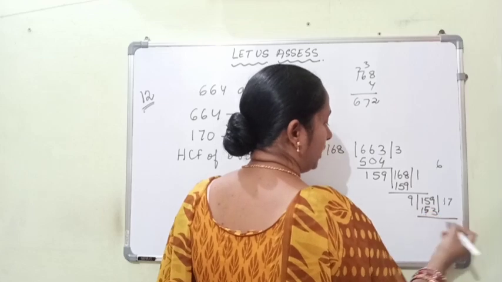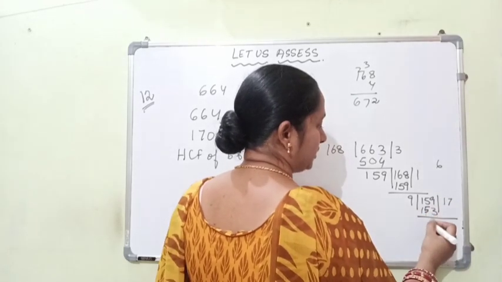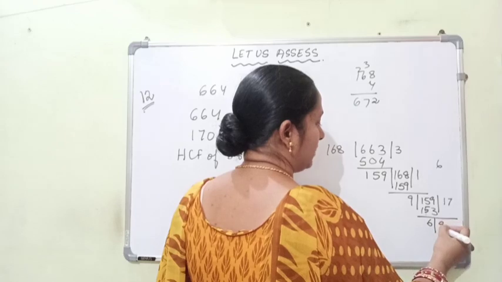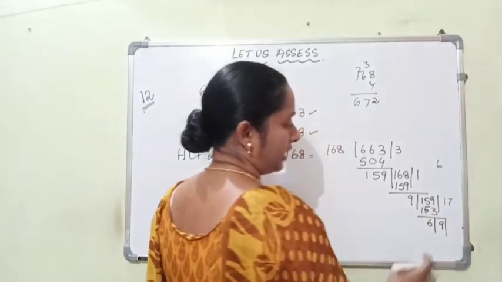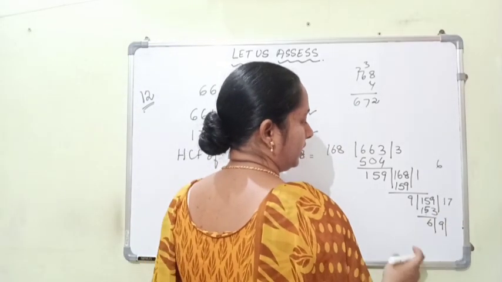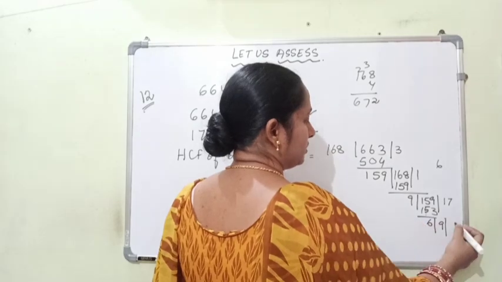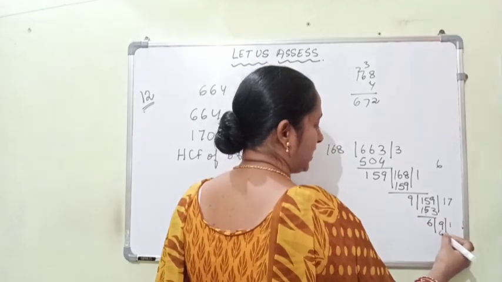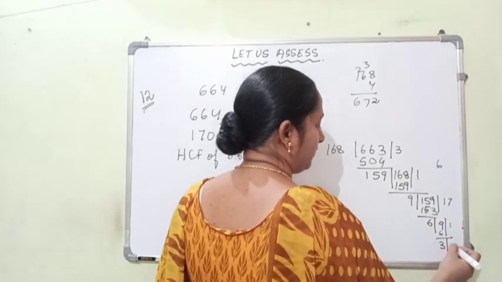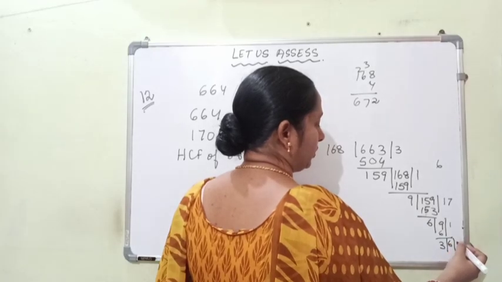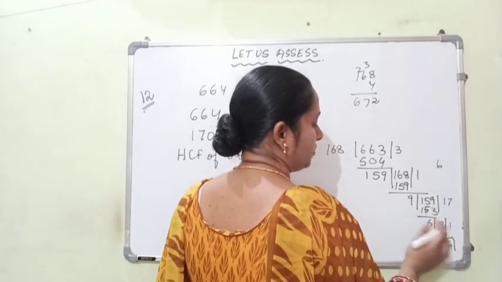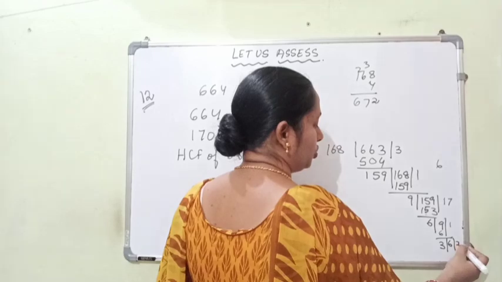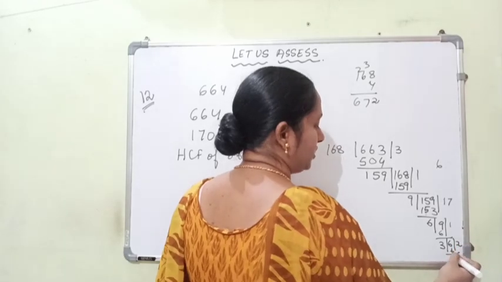Right? Now the remainder is how much? 6. Divide 9 by 6. Now 6 1's are 6, 3 is the remainder. Divide 6 by 3. Okay? Now how many times will 3 go into 6? 3 2's are 6 and remainder 0.